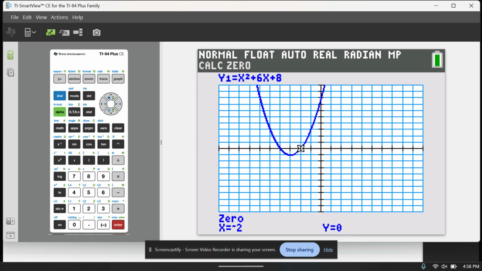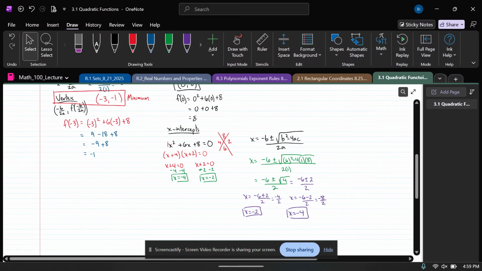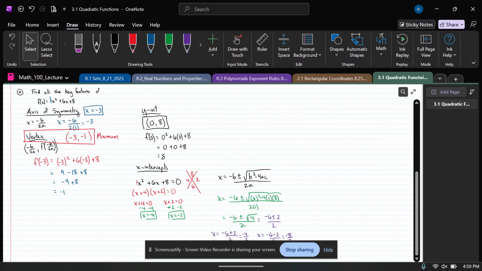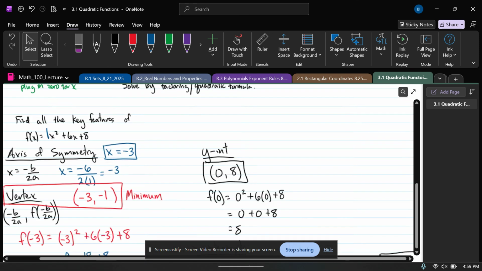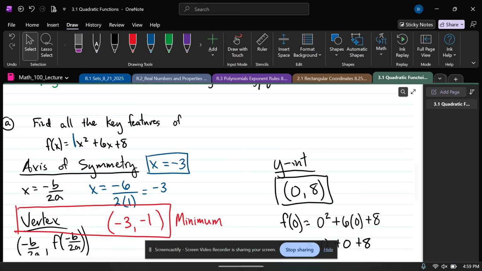Typically, I use the algebra to do this, but I want to show, hey, the calculator can be your friend and help you out a lot. All right, so standard form, got to be able to find all those parts. Standard form, that's the ax squared plus bx plus c. Finding all those parts out of that.